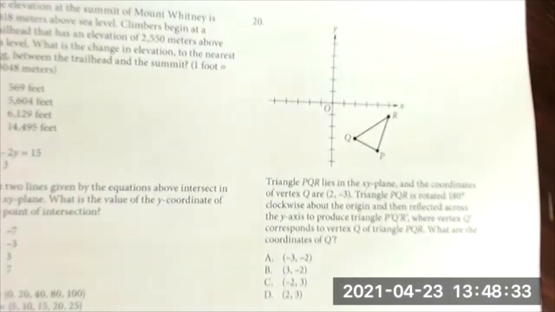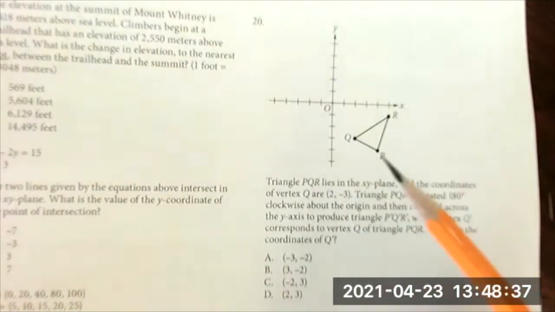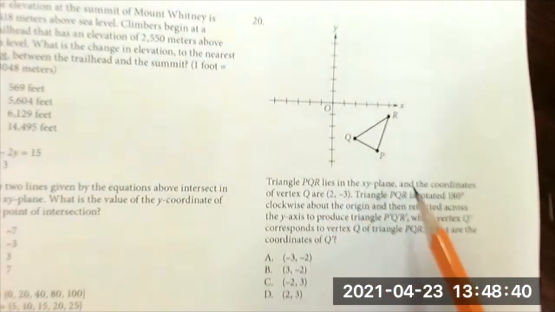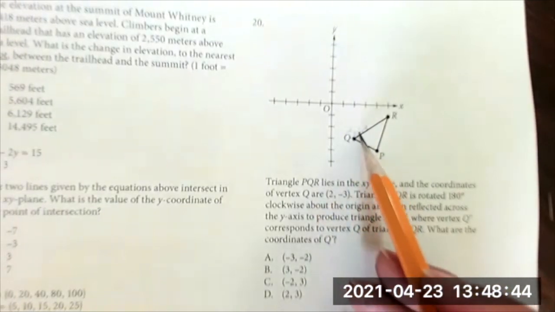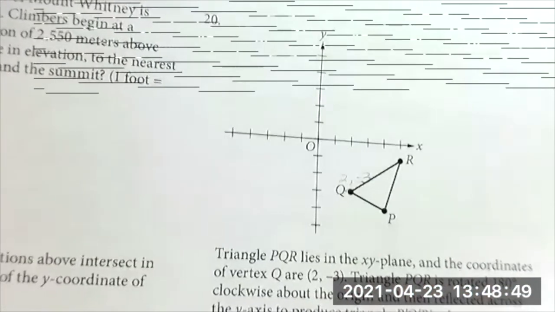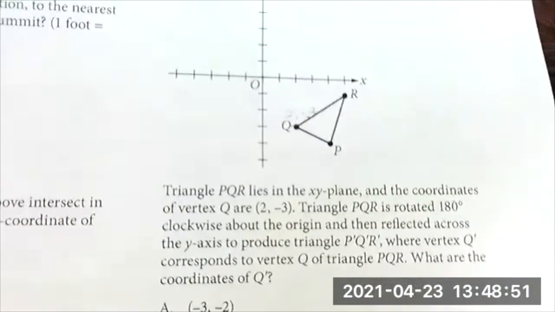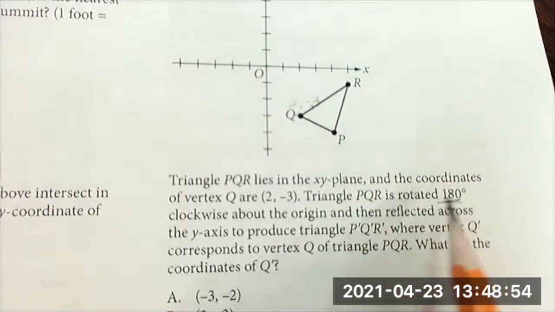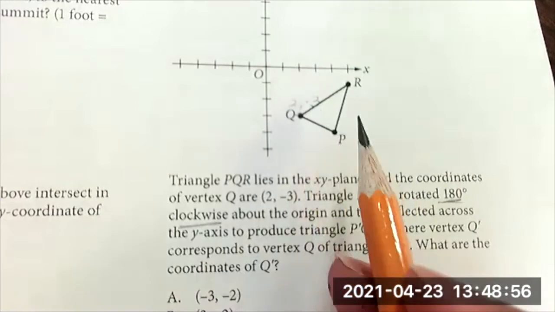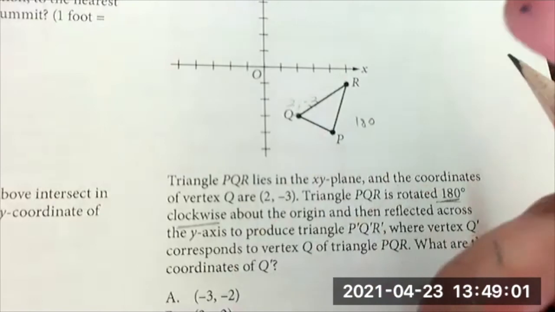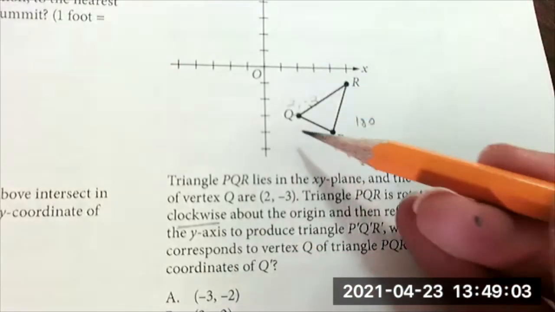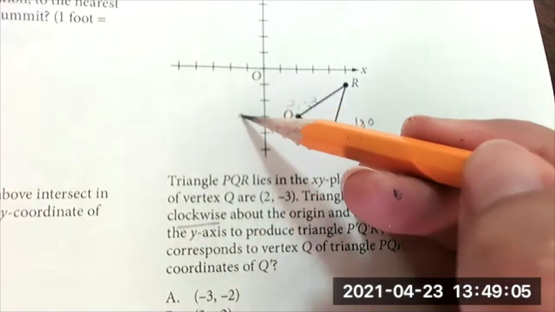All right, I'm gonna do the last one because I messed up the other video, but I'm gonna add this little part. There's a triangle PQR in the XY plane. We have Q, which is 2, negative 3 here. And zoom in here. You can see it better. It is rotated 180 clockwise. So 180 is 2 of the 90s. So keep that in mind. So it's going to end up here, and then it's going to end up here.